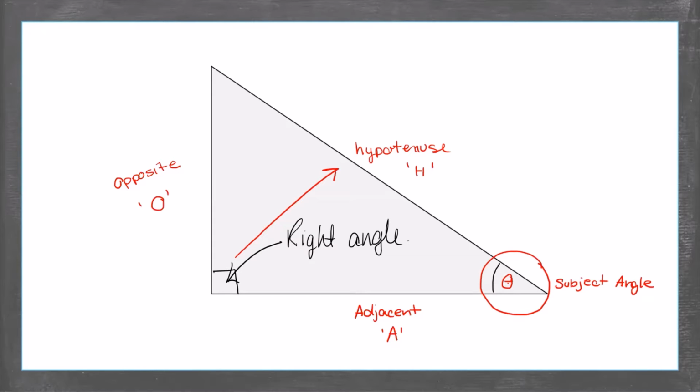If you can do those three labels, you will succeed at any question. The key is getting those labels done correctly, and I recommend putting O, A, and H on each question that you solve.